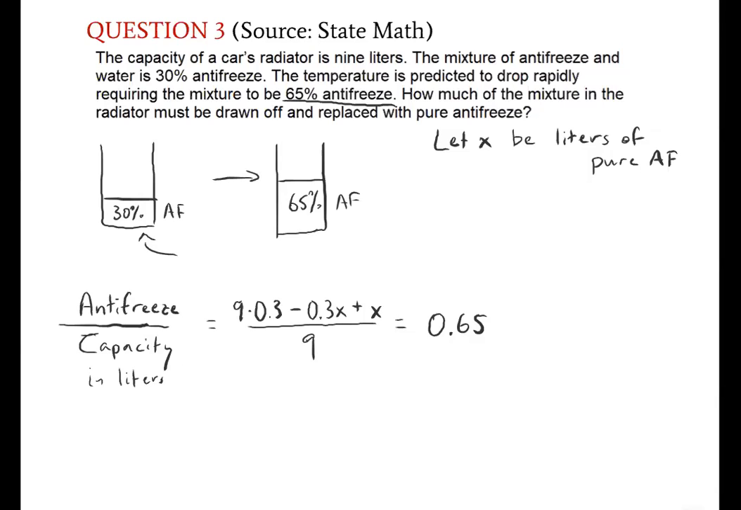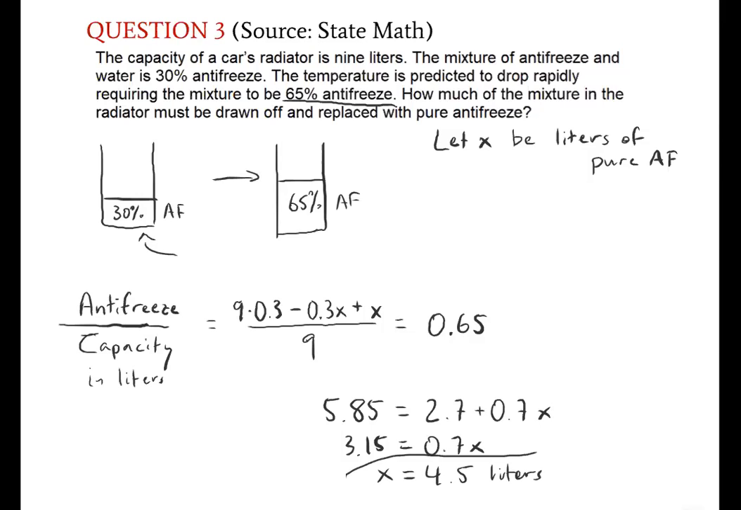And if we cross multiply, we can find that 5.85 is equal to 2.7 plus 0.7x, and we just want to solve for x. So if we subtract 2.7 from both sides, we'll get 3.15 is equal to 0.7x, and x is just equal to 4.5 liters. And that is your answer.